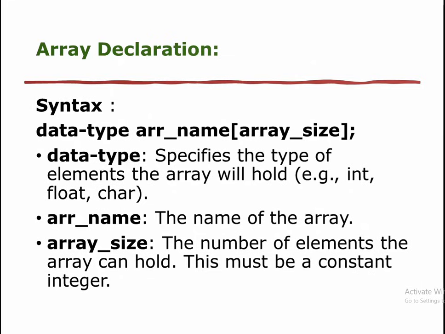Here int tells the compiler that the array will store integer values. Marks is the name of the array. And 50 tells the compiler that this array can store 50 integer values. Similarly, if we want to store decimal numbers, we can write float salary array of 20. If we want to store characters, we can write char name array of 30. So the declaration changes only according to the data type and the required size. One important point to remember is that the array size should be a constant value while declaring the array.